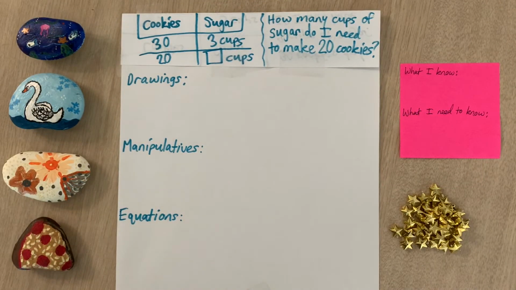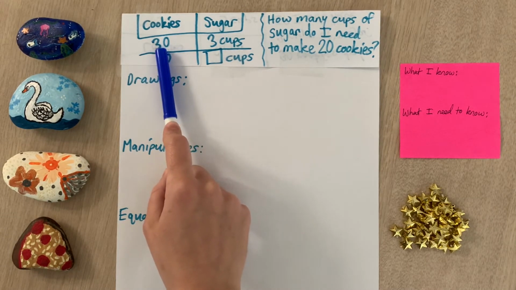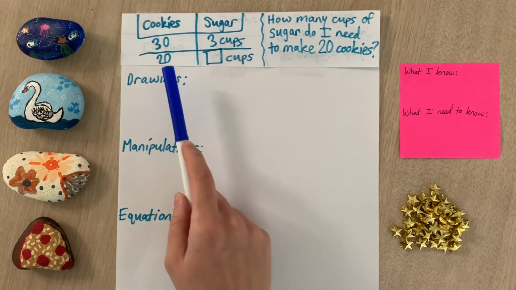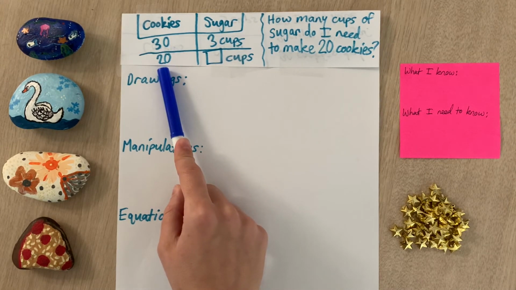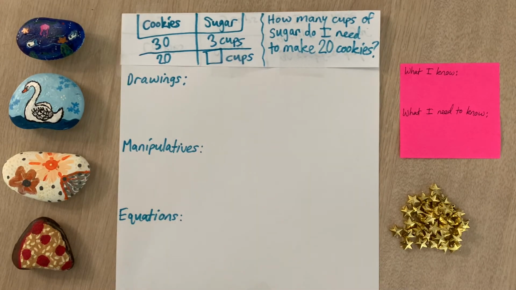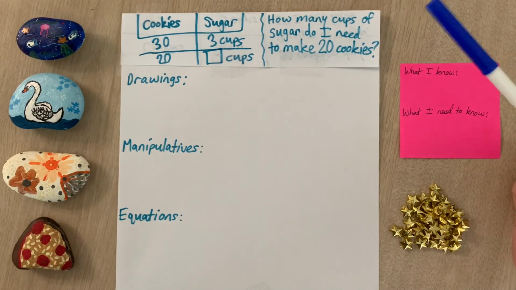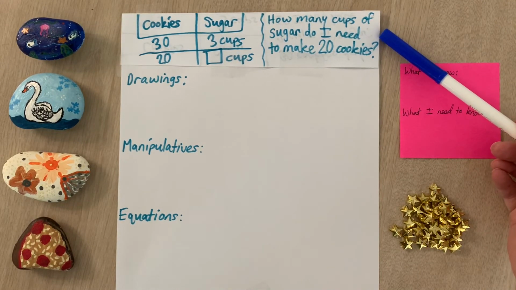This problem is a little different because it is part of a make-believe recipe for how to make cookies. It talks about the amount of sugar needed to make a quantity of cookies. So let's take a look at this really quick. To make 30 cookies, we would need 3 cups of sugar, among other ingredients. And then to make 20 cookies, we would need blank cups of sugar. So we have to figure out how many cups of sugar we would need to make 20 cookies. So let's read this really quick. How many cups of sugar do I need to make 20 cookies?